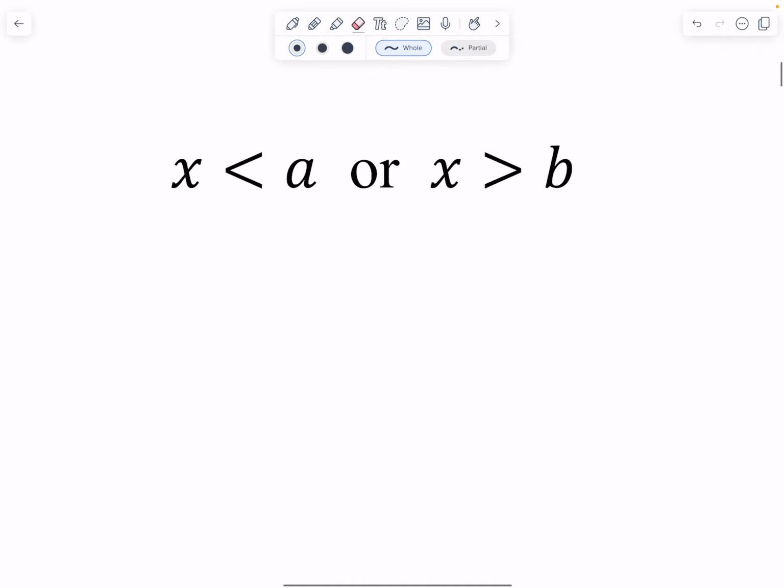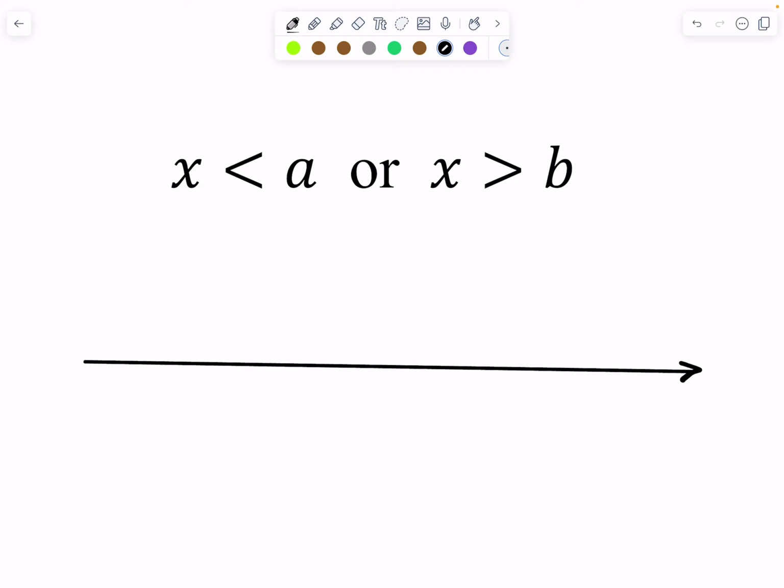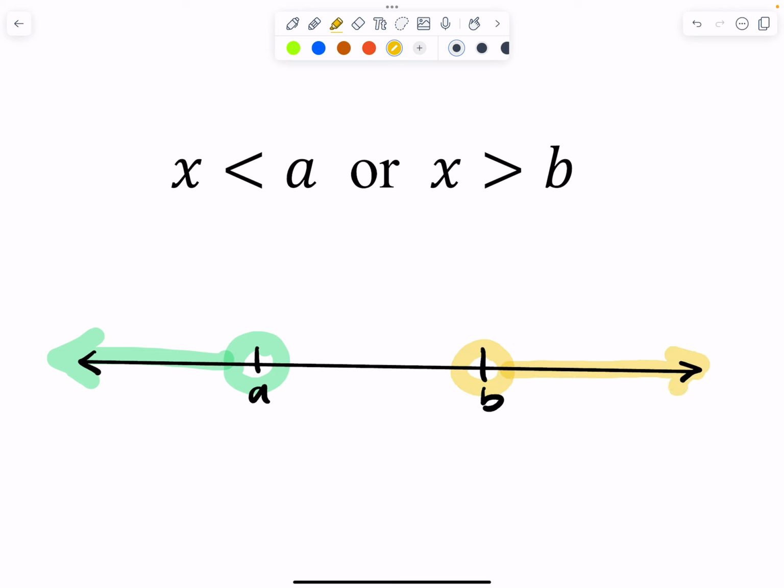And then for an "or" statement, let's take a look at what the number line would look like in this case. So again, a, then b. For a, I'll use green again. For x less than a, so open circle on a because a is not included, and then shading all the values to the left of a. And then for x greater than b, open circle and all the values to the right.